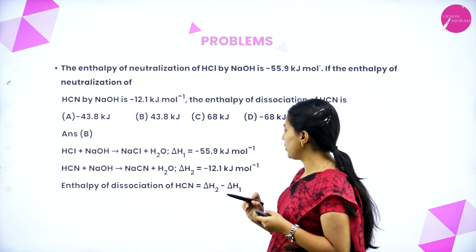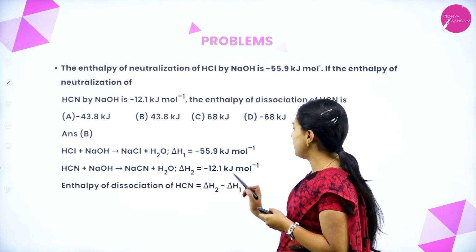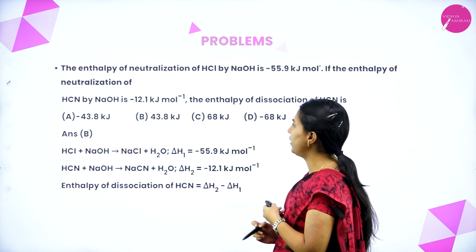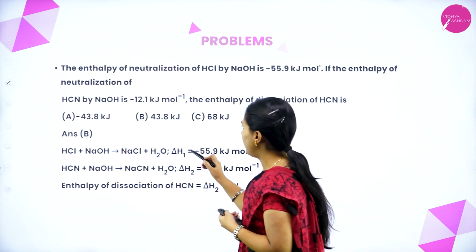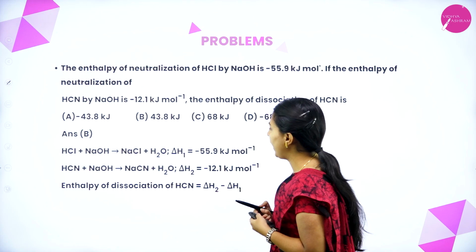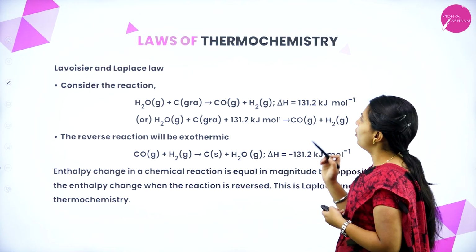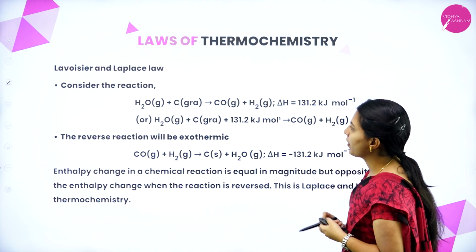Enthalpy of dissociation means delta H2 minus delta H1. You have to subtract H2 minus H1. What will happen? It will come around 43.8 kilojoule. That is the answer. Next one, laws of thermochemistry.